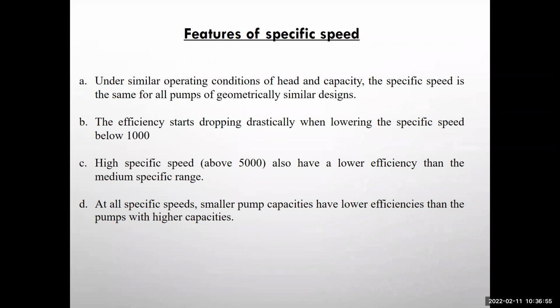We will discuss a little bit more about the geometrically similar design. The efficiency starts dropping drastically when lowering the specific speed below 1,000 because the loss is too much there. High specific speed also has a lower efficiency than the medium specific speed range. At all specific speeds, smaller pump capacities have lower efficiencies than pumps with higher capacities. It's just like if you have a small setup of pipes and you have too many things like valves, bends, everything, obviously you will have too many losses, right? So it's the same thing here. Smaller pump capacities have lower efficiencies than pumps with higher capacities, okay?